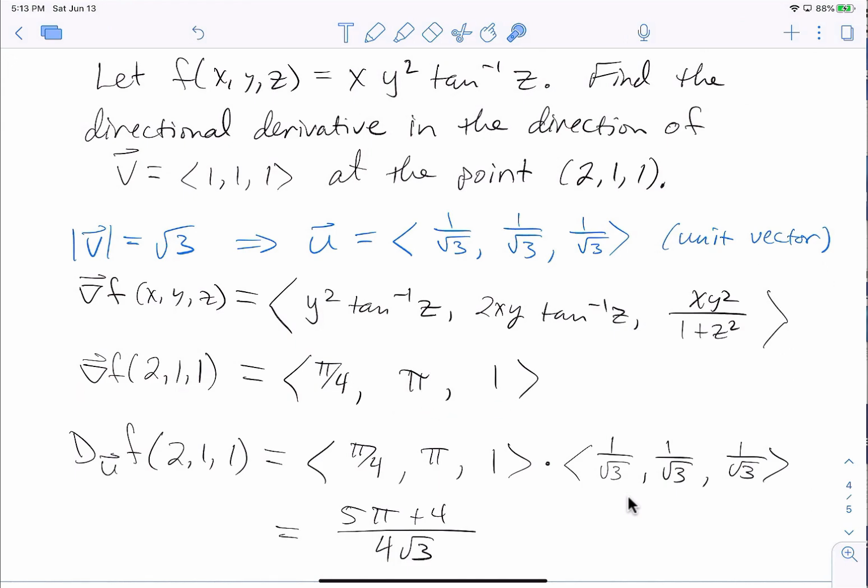The dot product then, which is going to give the directional derivative of f in the direction of u at the point (2, 1, 1). I know, I wish there was a quicker way to say that. Is going to be the dot product (pi over 4, pi, 1) with (1 over square root of 3, 1 over square root of 3, 1 over square root of 3). After getting common denominators and collecting like terms, we get 5 pi plus 4 all over 4 times the square root of 3. Let's explore this gradient a little bit more.